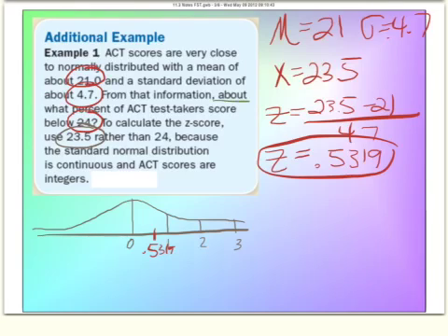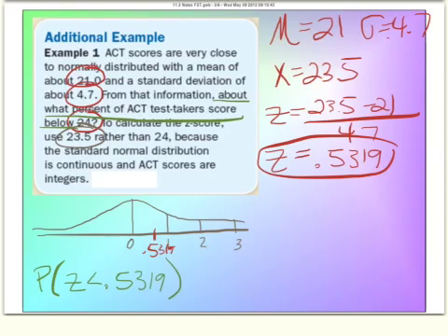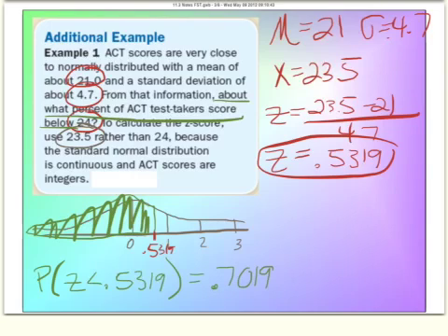About what percent of test takers are below that Z-score? So what is the probability that the Z-score is less than 0.5319? Go to your table, look up 0.53, and here's visually what they want us to find is the area under the curve here. When you do that, you're going to get the probability is 0.7019. So about 70.19% of the ACT test takers have an ACT score of 23.5 or lower.